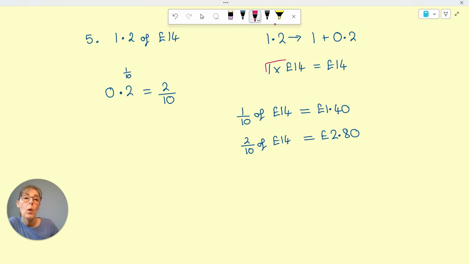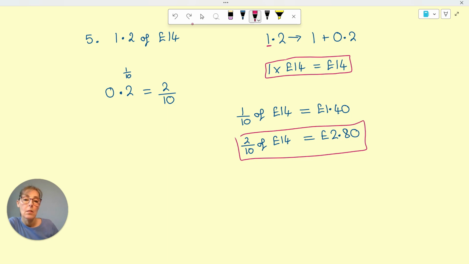So we have our one lot of £14 here for the 1, and then we've got 2/10 here for the 0.2. So we've got to put those two together now. So we're going to say £14 plus £2.80 is equal to £16.80.